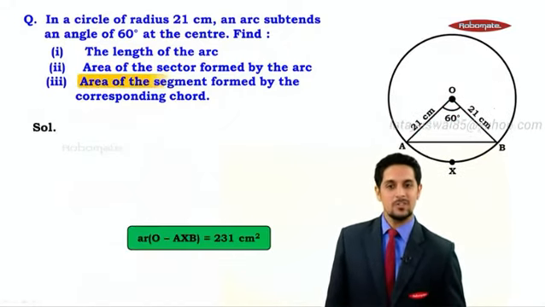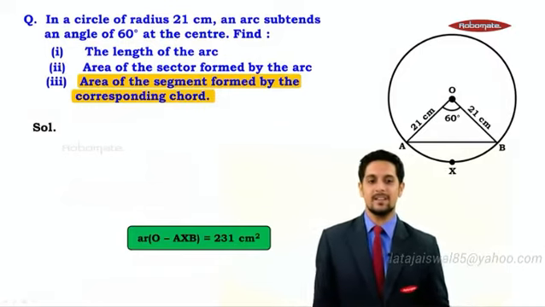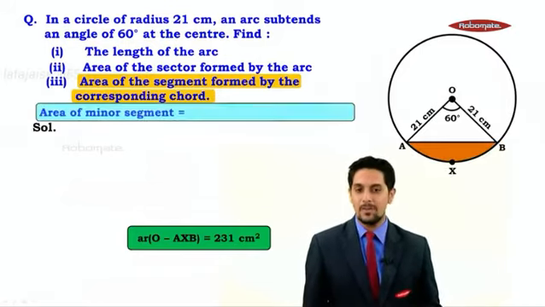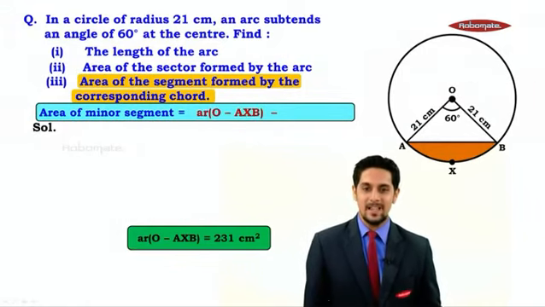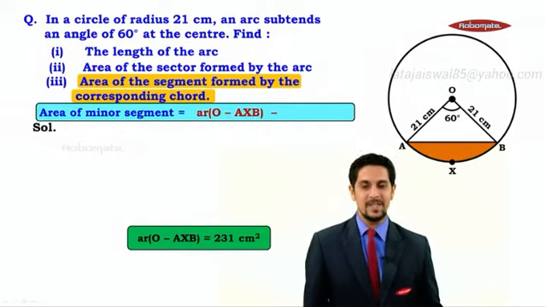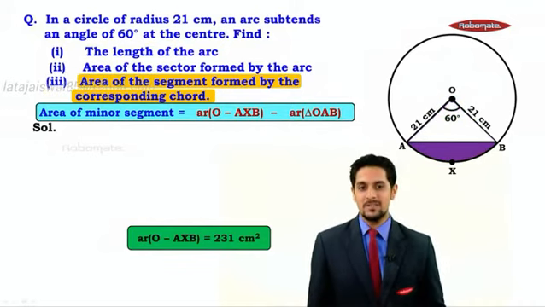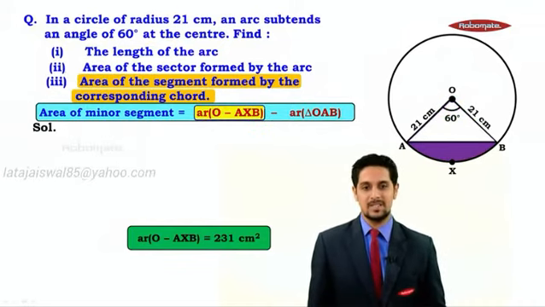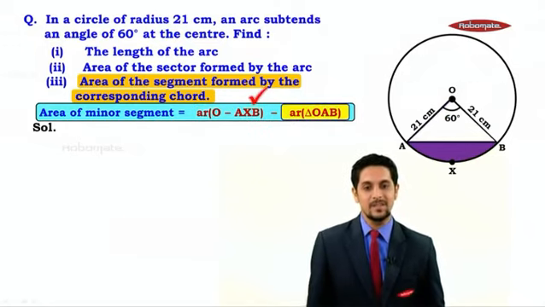Now students, we are also supposed to calculate the area of the segment formed by the corresponding arc. As we all remember the formula for area of the minor segment. Yes, it is equal to area of the sector O AXB minus area of the triangle, that is triangle OAB. Now students, we have already calculated the area of sector. So we are just supposed to find the area of triangle.